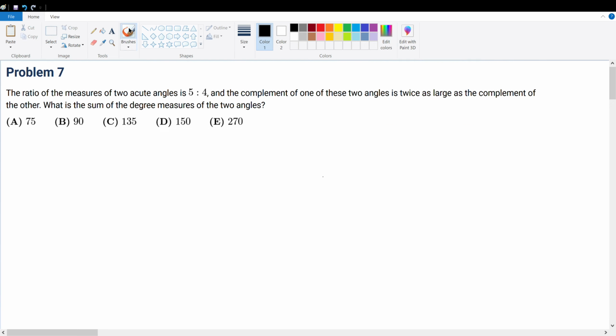Problem 7. The ratio of the measures of two acute angles is 5 to 4. So that means x over y, x and y being acute angles, is the same thing as 5 over 4. Now, with this understanding, we can write one in terms of the other. Let's say y is the same thing as 4 over 5x. So we write everything in terms of x.